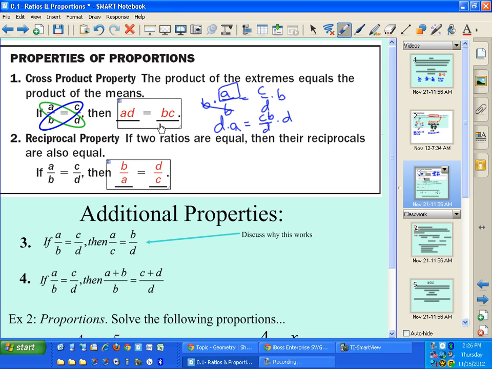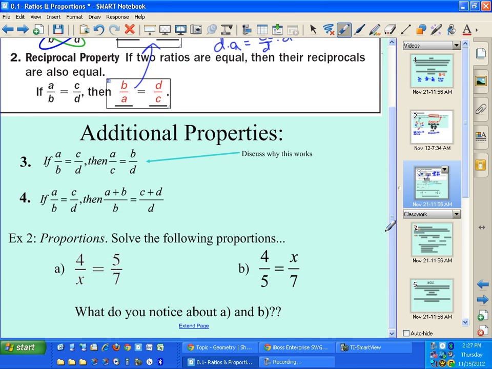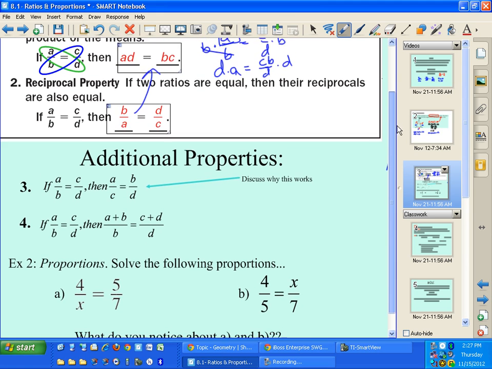Now, the reciprocal property is basically saying that I can flip these around and it's not going to matter as long as when I cross multiply them, I get back to this AD equals BC. And you can see that A times D will equal B times C. So make sure you copy these down. And then there's the additional properties, which are basically reciprocals, and our cross multiplication will be the same. So make sure you get down all 4 of these properties, and then I've got 2 examples for you, and then we'll let you go when we get to class.